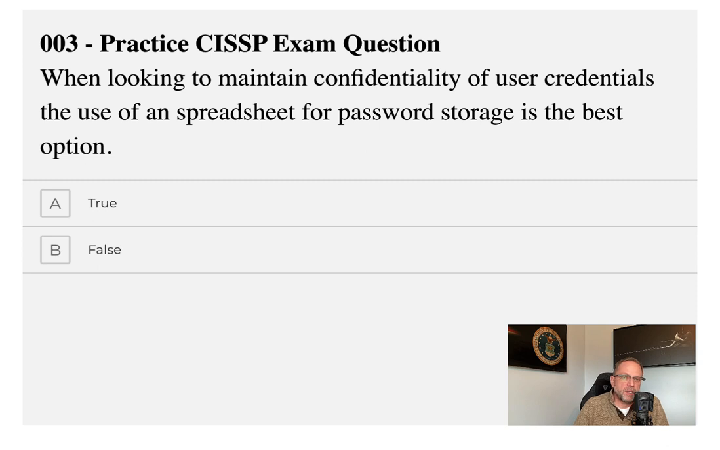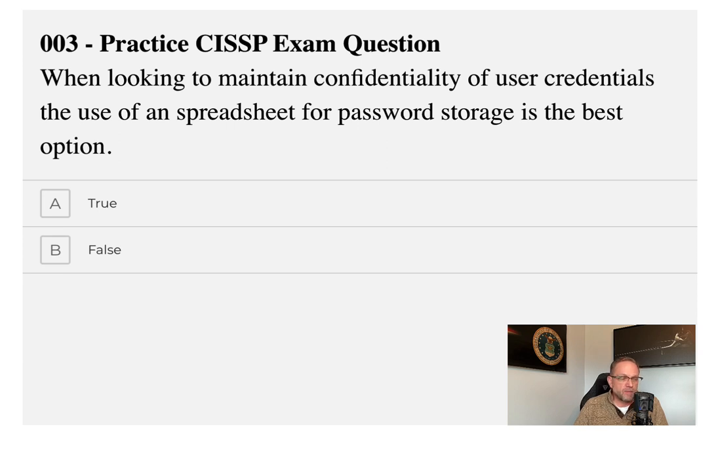However, when they're looking for the CISSP test, they want to ask very specific questions, and they're going to ask them in a way that, in this case, it's very cut and dry. The best option. No, it is not the best option. The best option is to have some level of what we call a PAM, or a password access management tool.